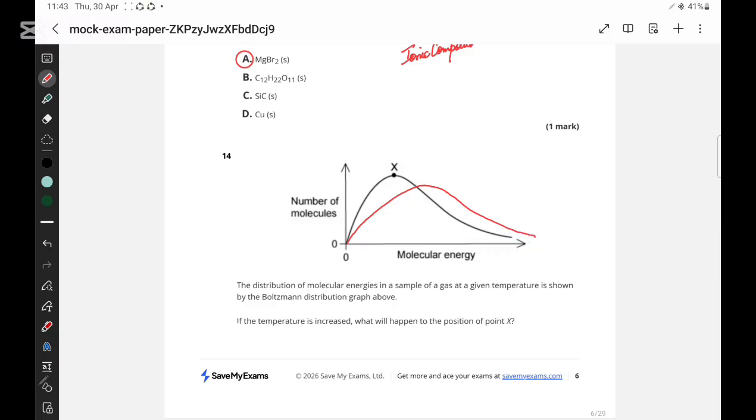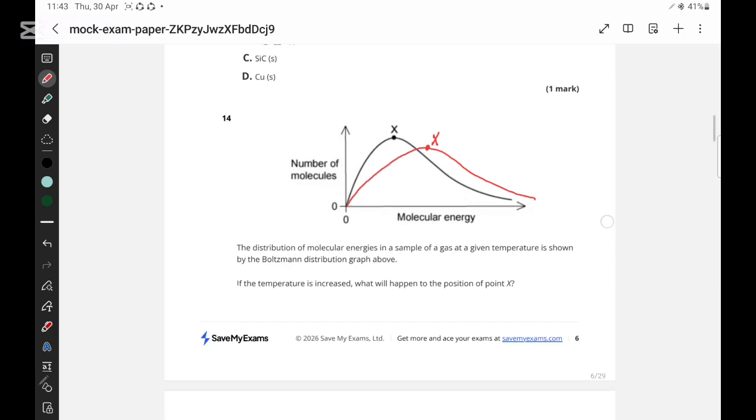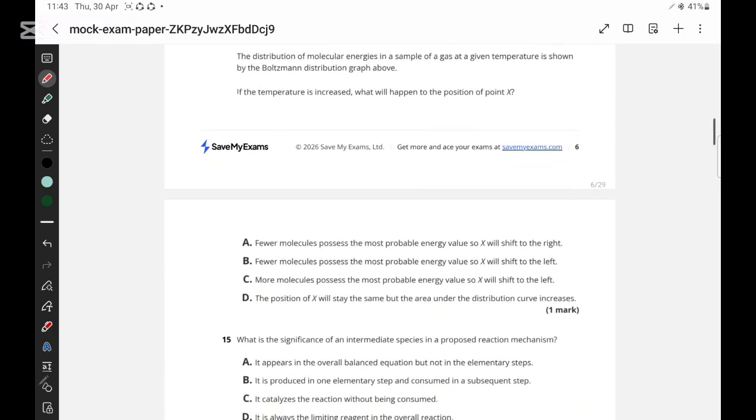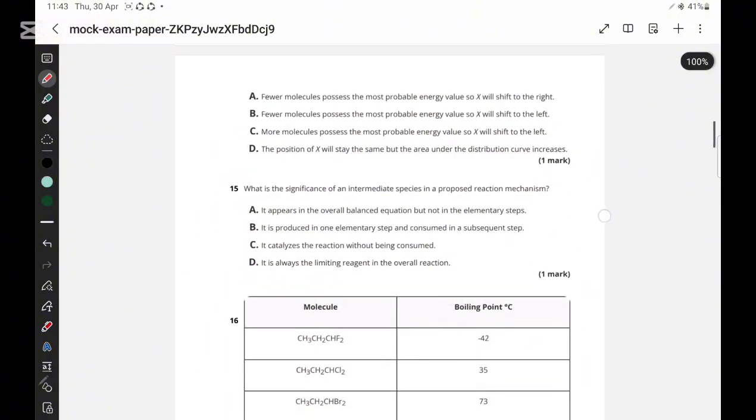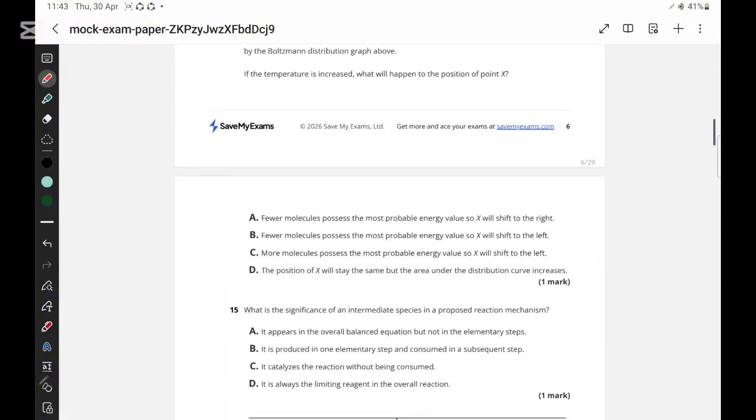And now you can see the position of X becomes lower, and it also comes on the right hand side. So now we can say the fewer molecules possess the most possible energy value, so X will shift to the right. The answer is going to be A.